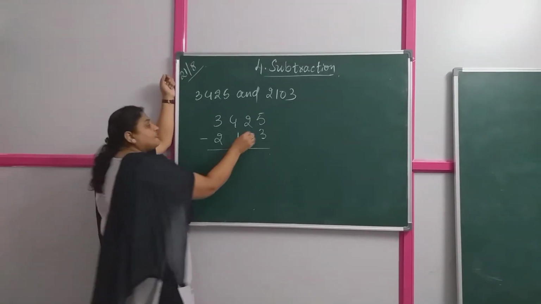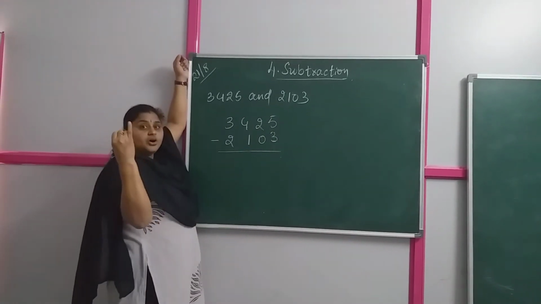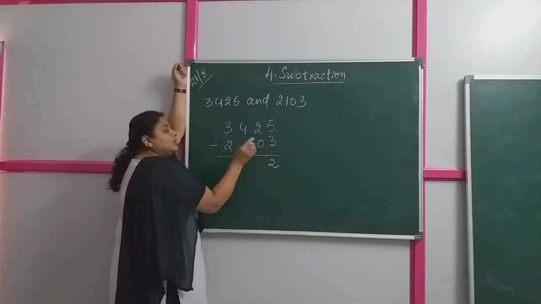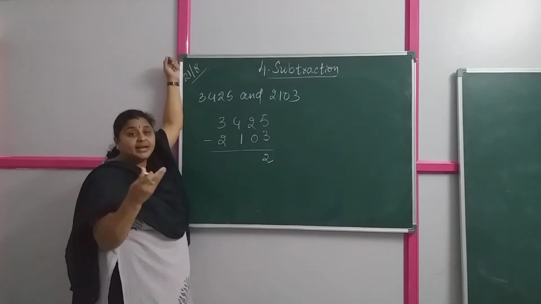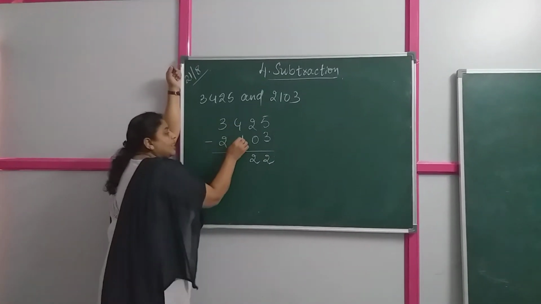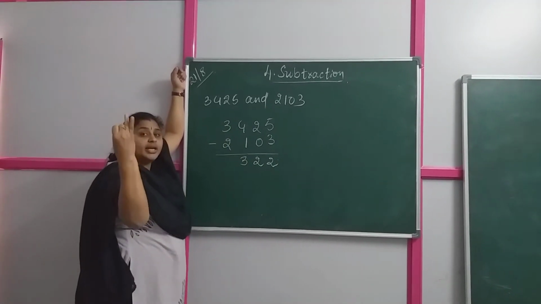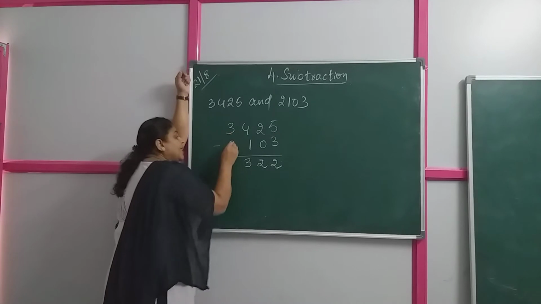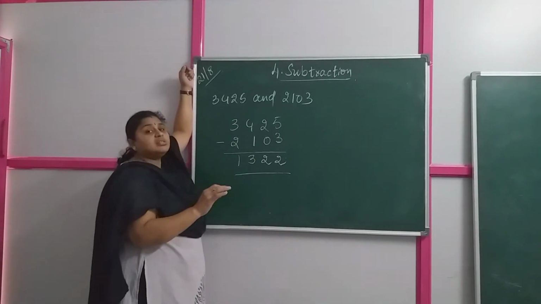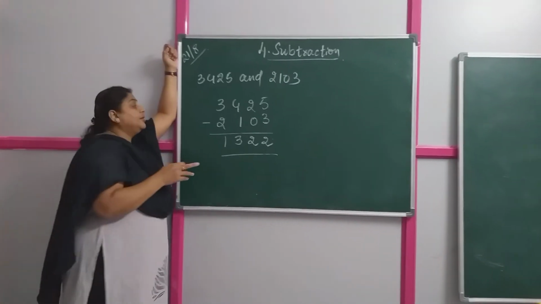Understood children? Now from 5 take away 3. Come on, after 3, 4, 5. We got 2. 2 minus 0. When we are subtracting 0 from any number, we get the same number itself. 4 minus 1, 3. After 1, 2, 3, 4. Alright. Then 3 minus 2, 1. This is normal subtraction without borrowing, that is without regrouping. Right children?